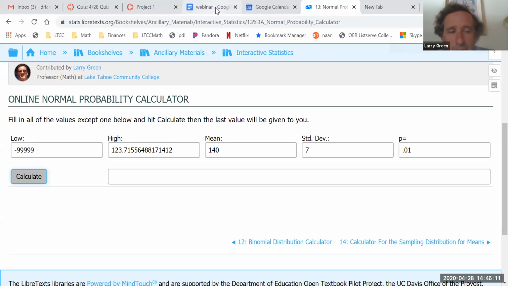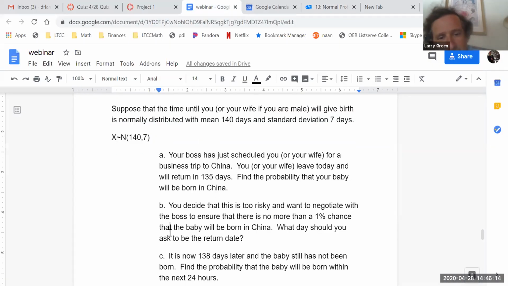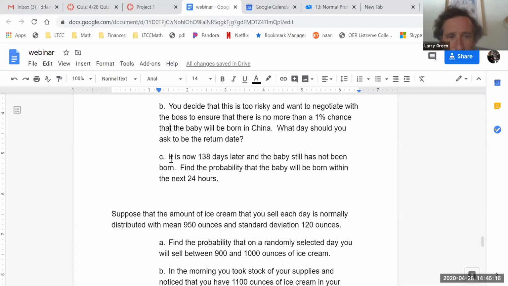Okay, let's do some more. Okay, it is now 138 days later, and the baby still has not been born. So you or your spouse is looking pretty big. Find the probability that the baby will be born within the next 24 hours. Okay, how do I do that? What's the strategy behind this?